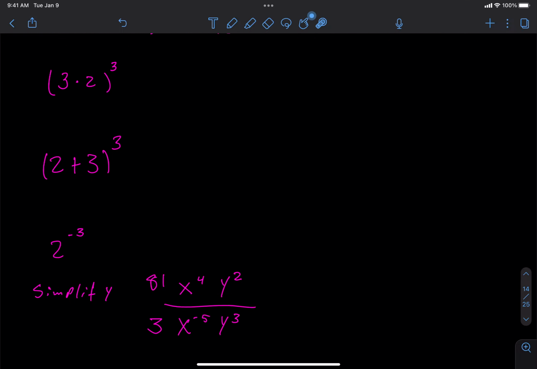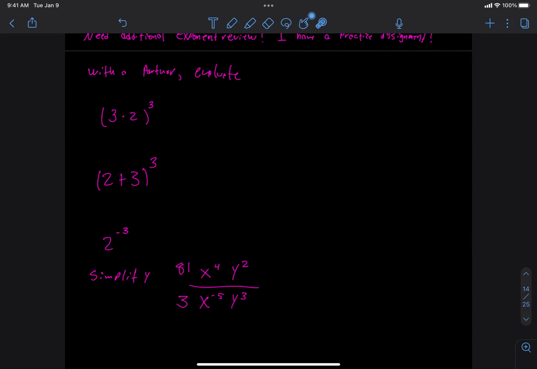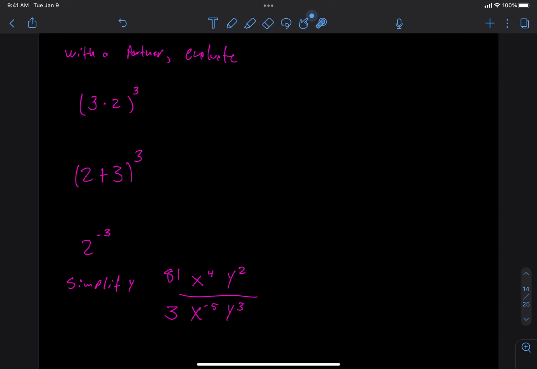So let's work with a partner for a little while here. We're going to try some integer exponents. God, I'm having real trouble with this thing today. So we're going to try some exponent stuff. Okay, so let's try to simplify these as much as possible. And then we'll come back together and discuss as a group. So go ahead and work with a partner for a few minutes here.